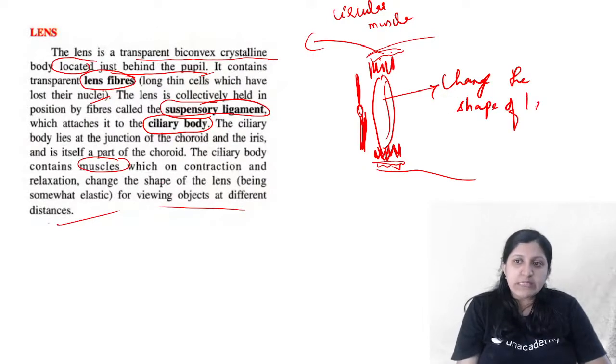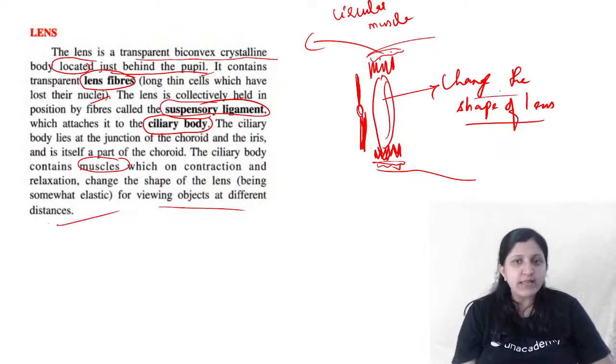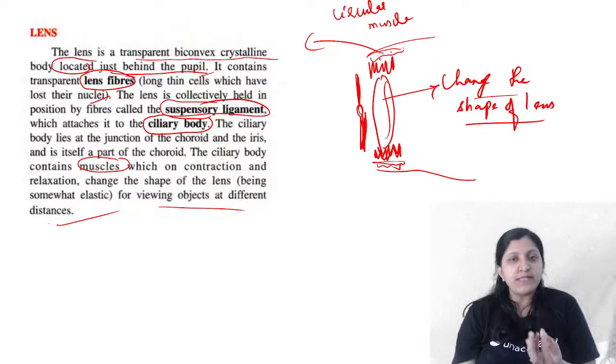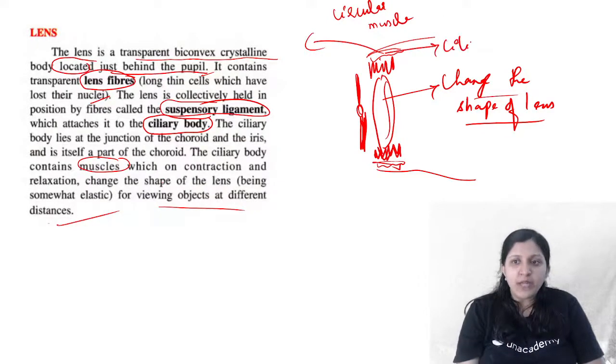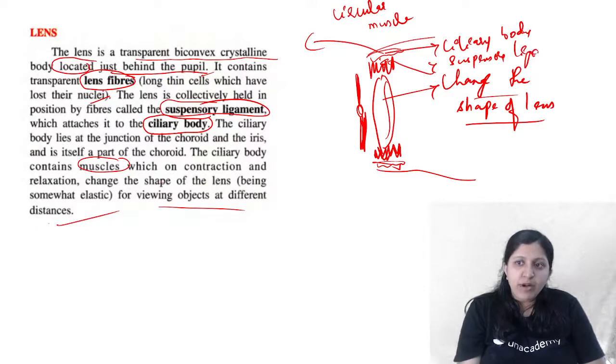So there is a change in shape of the lens with respect to the muscular movement that occurs in this particular ciliary body. Here is the ciliary body, and this one over here is the suspensory ligament. So we have labeled almost all the parts in the diagram, for viewing objects at different distances.